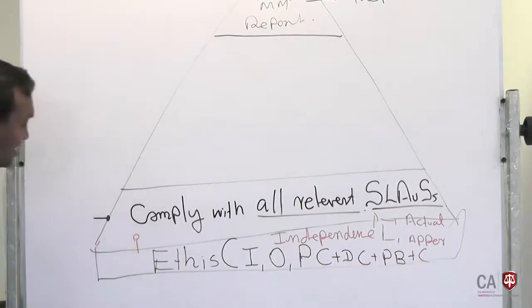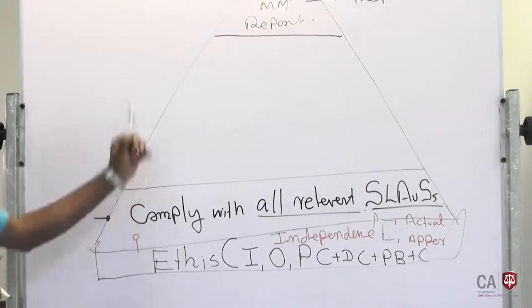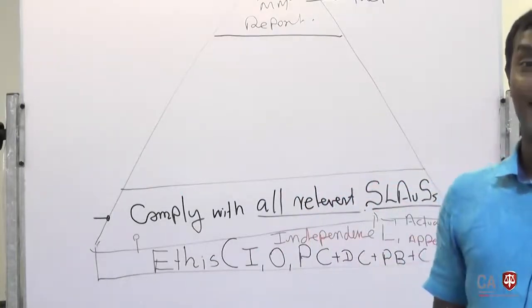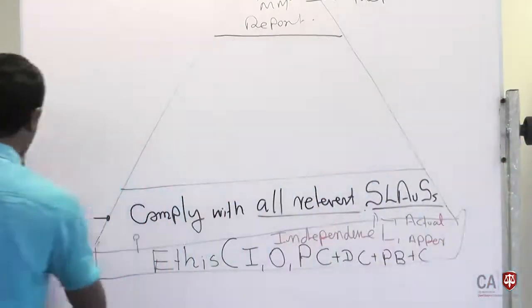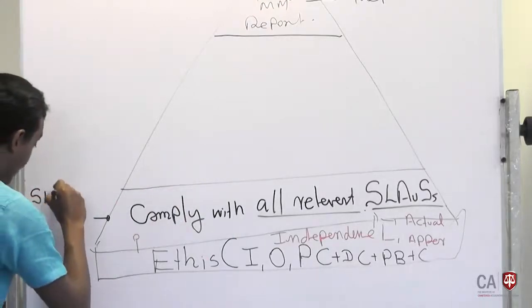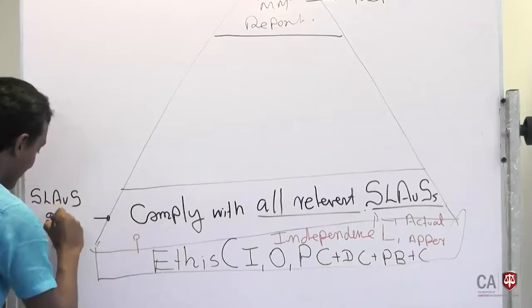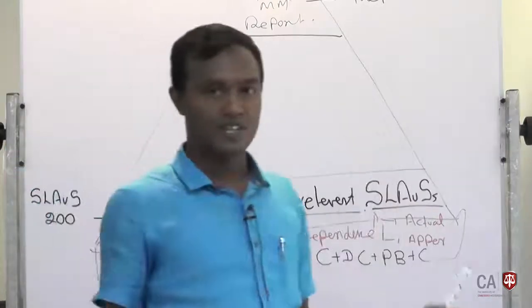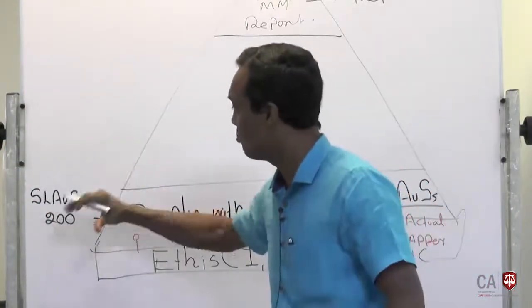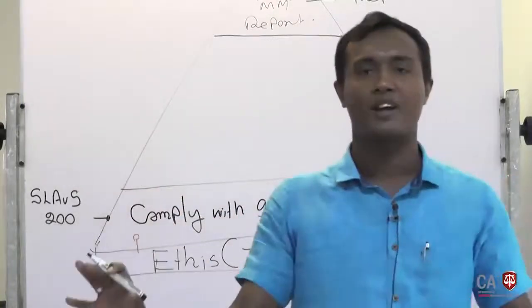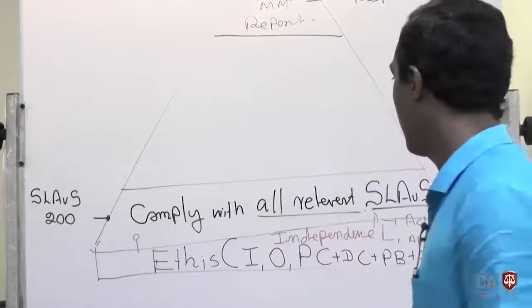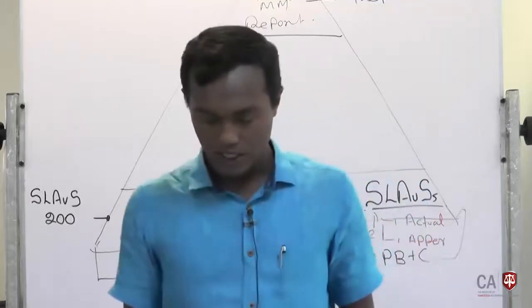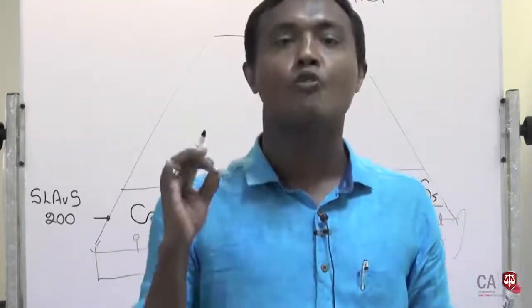Who is that somebody? What we are learning here is, I would say, the mother auditing standard, right? If I write the name of the standard, don't ask me why it is not the father, why it is the mother standard, right? Because it is such an important, all-encompassing auditing standard. Auditing standard 200 is the main standard that connects to all other standards, that covers the fundamentals of auditing, right? If you read the name of the 200 standard in your book, the name is objective of an independent audit.